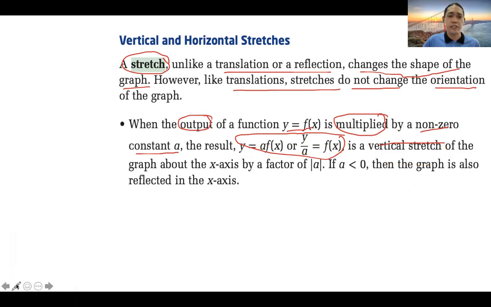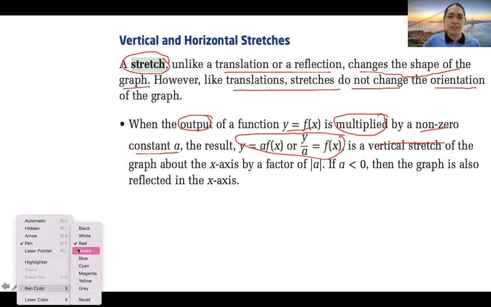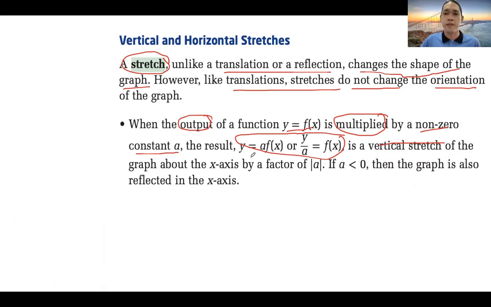You can take note of it so that you'll not forget it. I believe even if you are good in math, you have to remember this. This is for the vertical stretch, and there is a rule for that. This is a vertical stretch of the graph about the x-axis by a factor of the absolute value of a. And indeed, if a is less than 0, then the graph is also reflected in the x-axis.